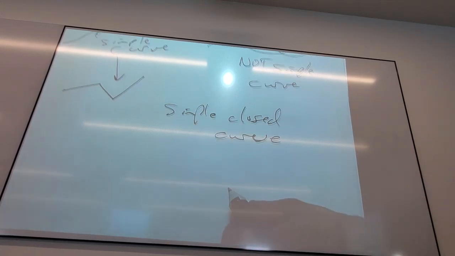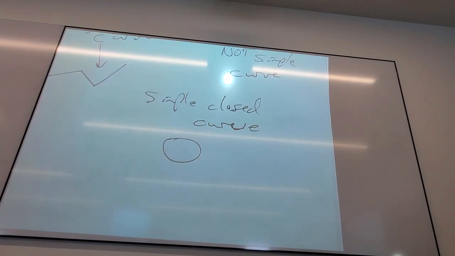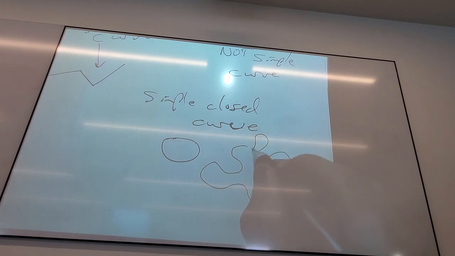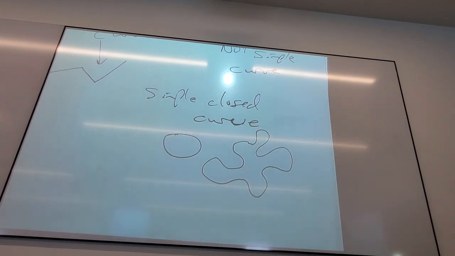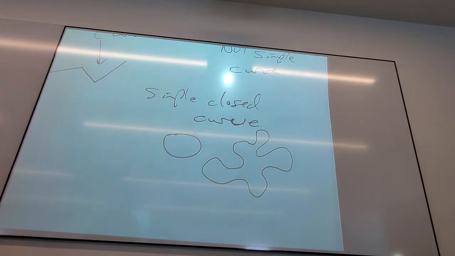So one thing you could do, did anyone draw a circle? That's your most basic standard simple closed curve. But anything like this is a simple closed curve. Why? It doesn't intersect itself. It doesn't make a loop inside or outside. It doesn't loop. It doesn't intersect itself. And it actually closes. It meets itself.